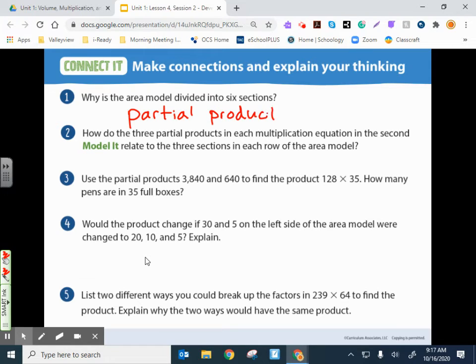The measurement of that whole area is going to be our total product, but each one of those is a partial product, and there's 6 of them. So you could say there's 6 partial products. Number 2, how do the 3 partial products in each multiplication equation in the second model relate to the 3 sections in each row of the area model? Let me translate that sentence for you.